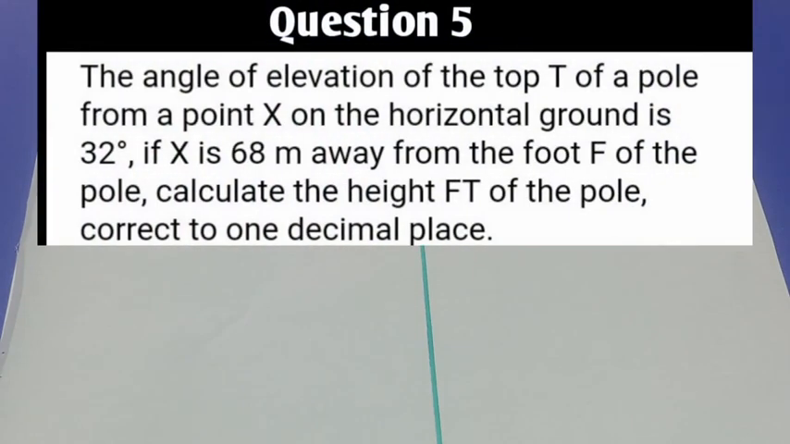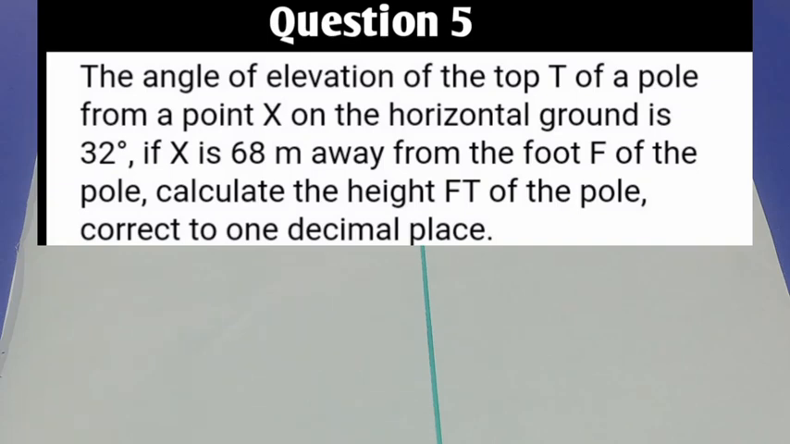Question 5. The angle of elevation of the top T of a pole from a point X on the horizontal ground is 32 degrees. If X is 68 meters away from the foot F of the pole, calculate the height FT of the pole correct to one decimal place. Remember what I said in the last one? You must know how to draw your diagram.